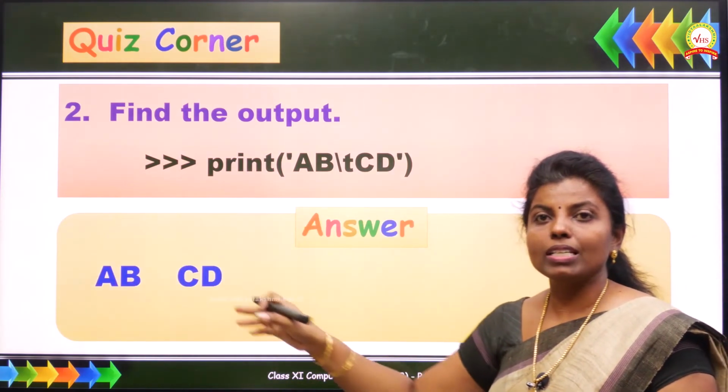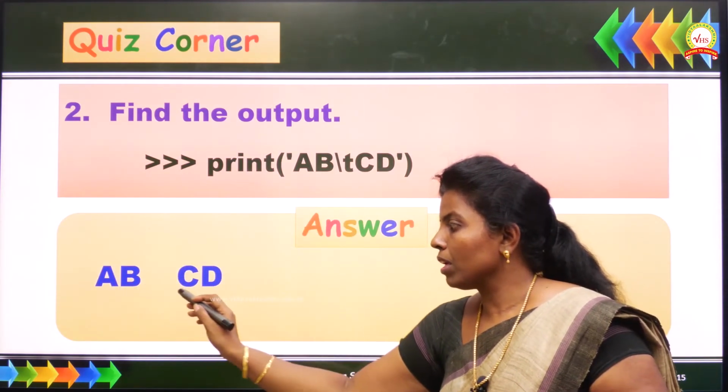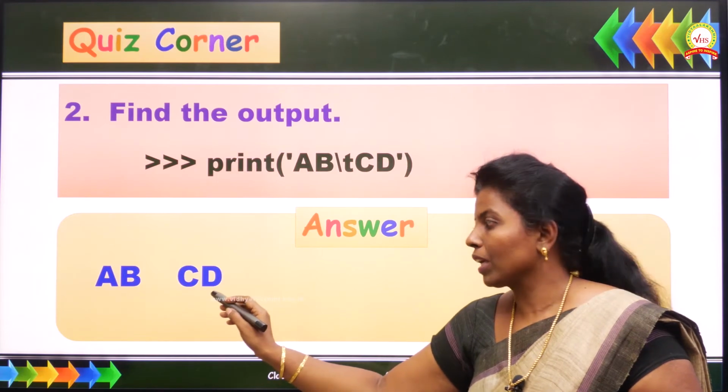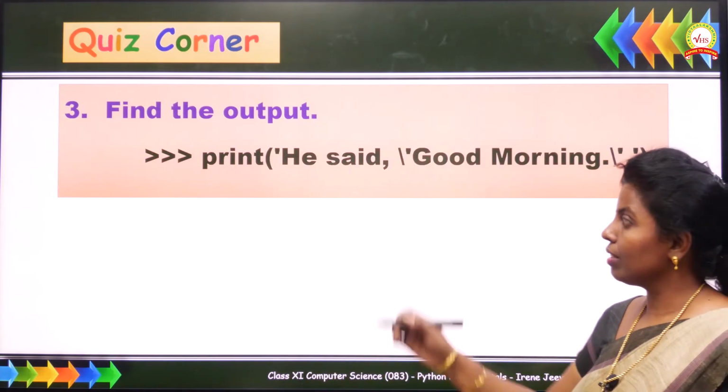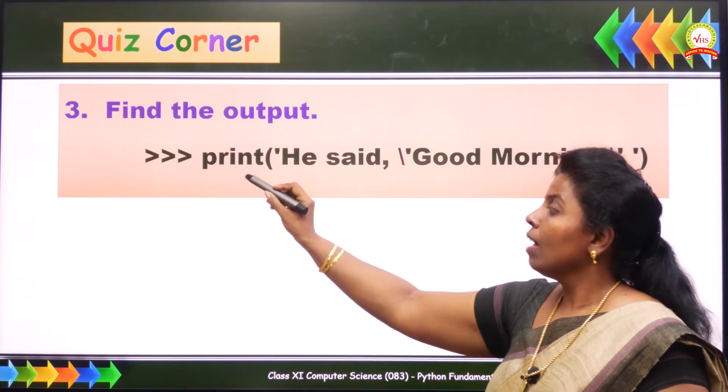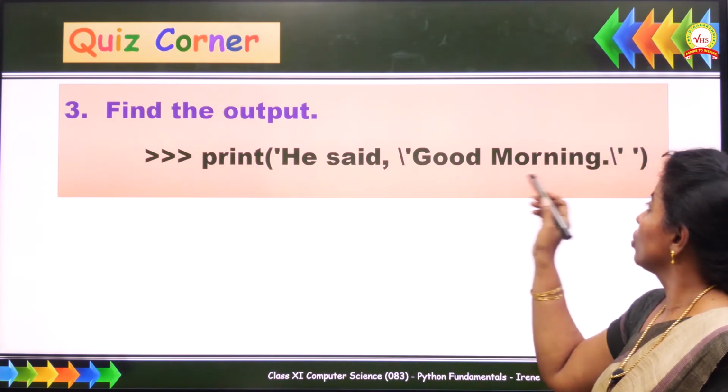Let us see what the output is. Yes, this is the output: A, B, and we have got some space over here, and then we have got C, D also. Now let us move on to the next question. The next question is find the output and print he said good morning.